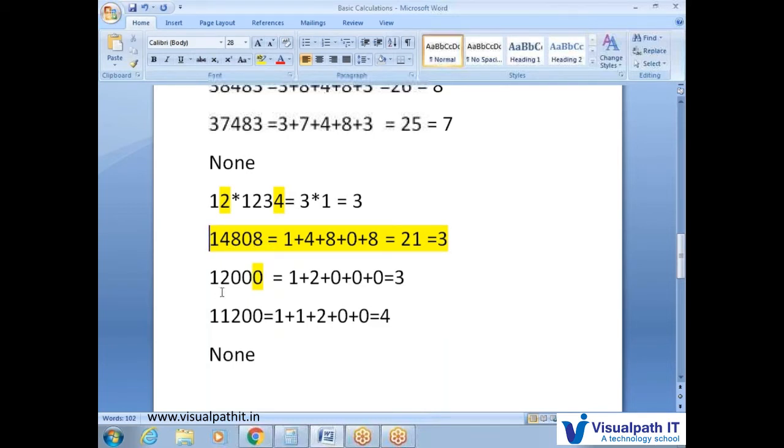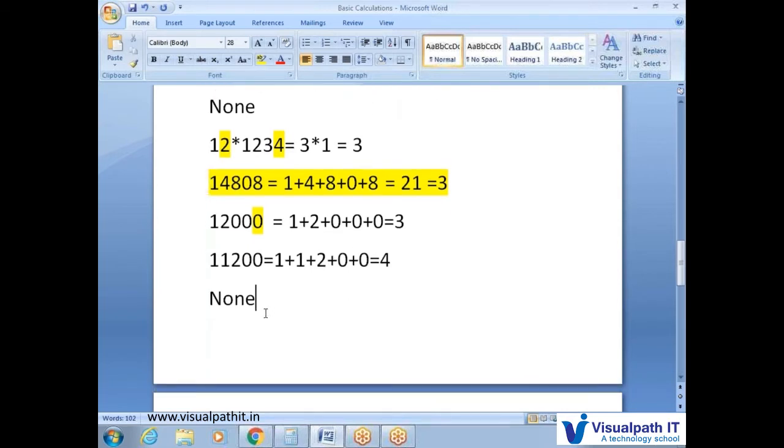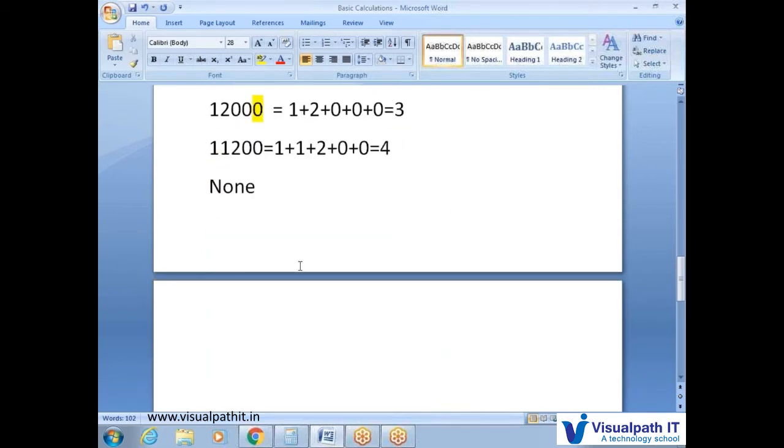14808 is the first option and 12000 the second option. What is the ending value? 8. So option A has the ending value 8, so option A is the correct answer. Clear, all of you? So here it is the unit digit method, and one more, whatever the question may be.